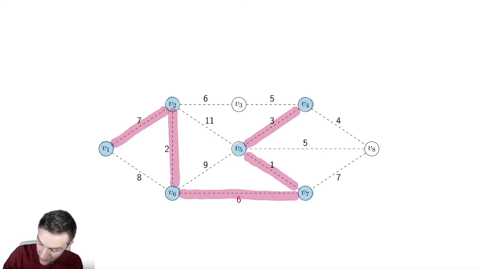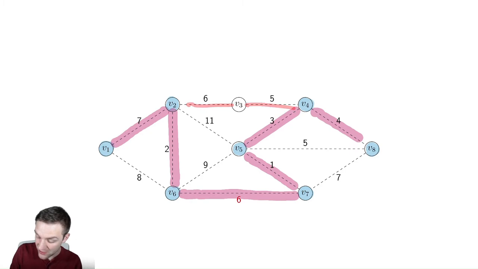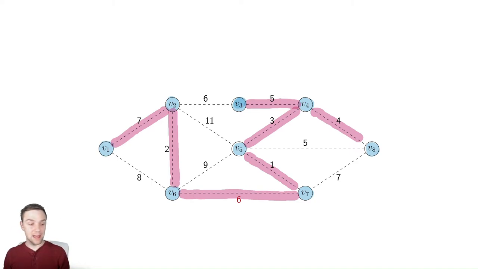And now we have a couple of options. We have 6, 11, 9, 5, 7, 4, and 5. 4 is the winner among all of those. So we connect V8 to the spanning tree. And now we just need to see which one is the minimum connecting V3 to the spanning tree. So we have 5 and 6. 5 is the smaller of the two, so we add it to the spanning tree. And now we have a spanning tree, and I claim that it is the minimum spanning tree.